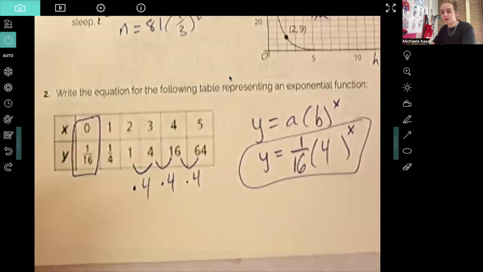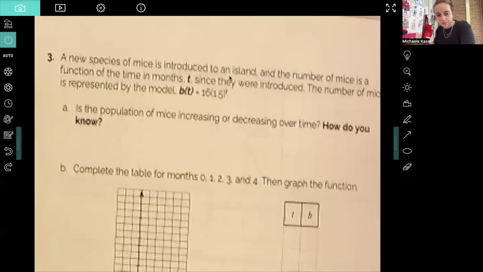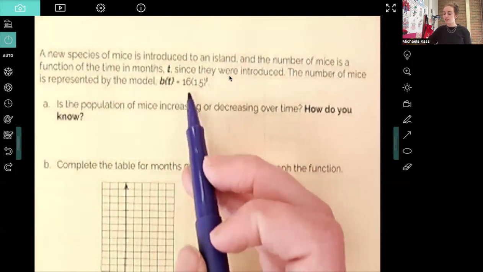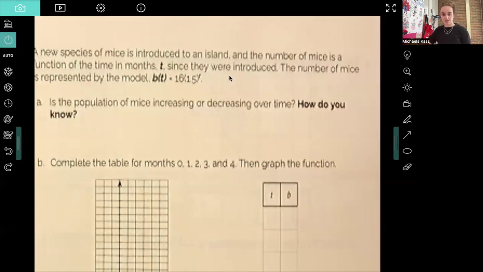Okay, let's go ahead to the next page now. A new species of mice is introduced to an island, and the number of mice is a function of time in T months since they were introduced. The number of mice is represented by this model of B of T equals 16 times 1.5 to the power of T. Is the population of mice increasing or decreasing over time? And how do you know?